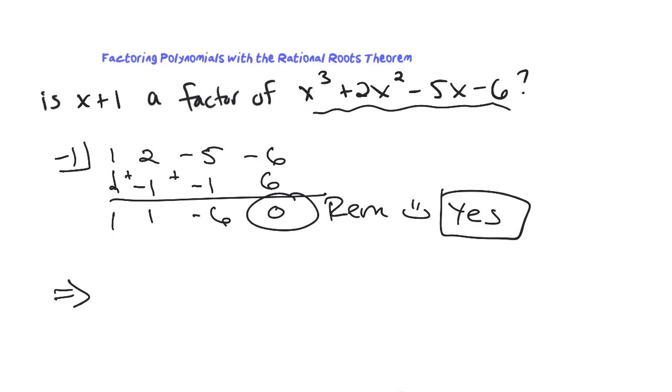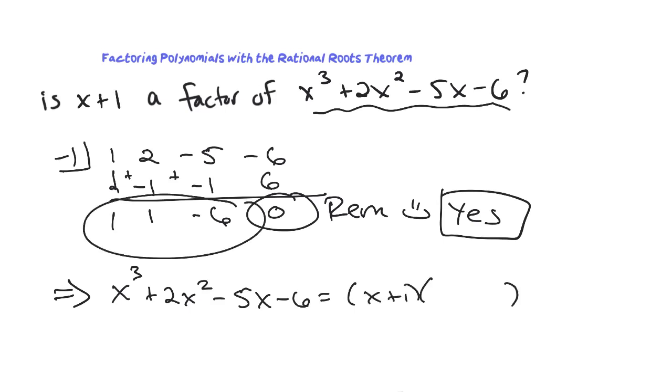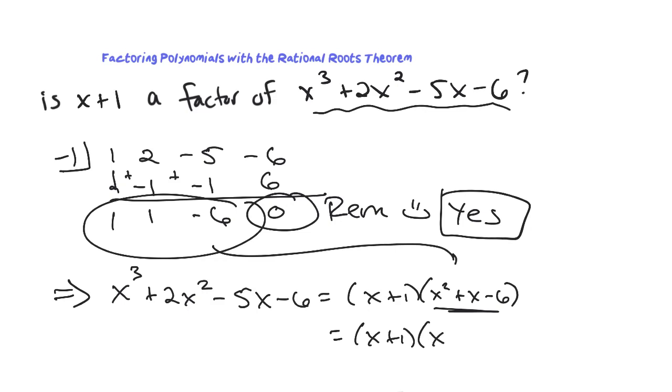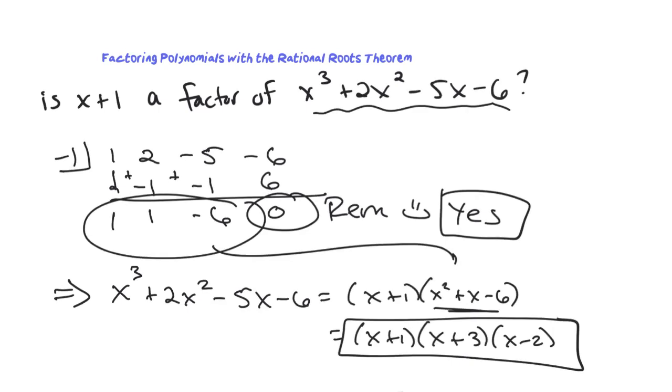That also means that we can write x cubed plus 2x squared minus 5x minus 6 as x plus 1 times whatever leftovers we have here. So in that case, that would be a 1x squared plus a 1x minus 6, which is actually something that, again, we know how to factor. So we could even go one step further. x plus 1 stays on the outside, and x squared plus x minus 6 factors to x plus 3 times x minus 2. So again, we've successfully factored x cubed plus 2x squared minus 5x minus 6.